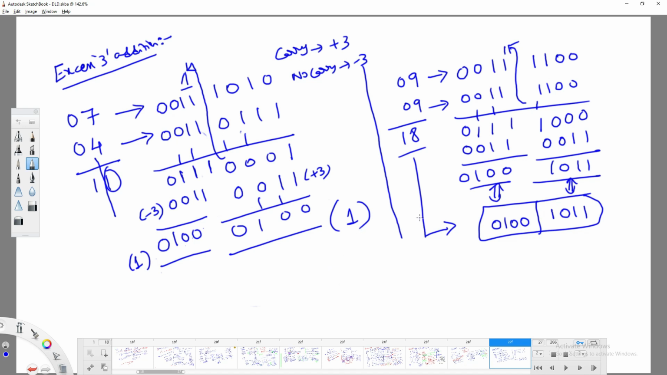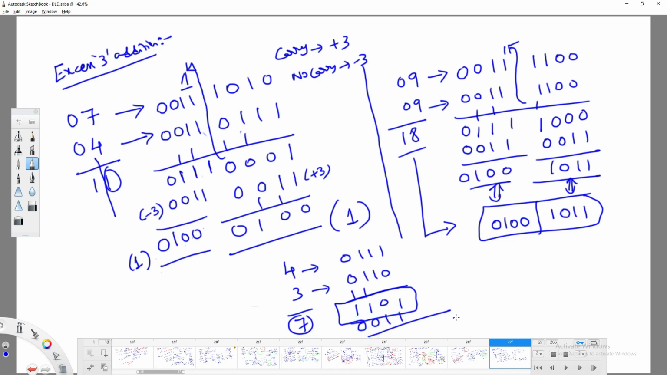Right? Take any case where you need to have the borrows, like adding 4 and 3. Let me take two numbers, 4 and 3. What is the Excess-3 of 4? 0111. Excess-3 of 3, sorry, 0110. 4 plus 3 is 7. In Excess-3 system, is there any carry? When there is no carry, what do you have to do? Again, you have to subtract 3, right? 0011. You are going to get 0, and from 0 you are going to remove 1.